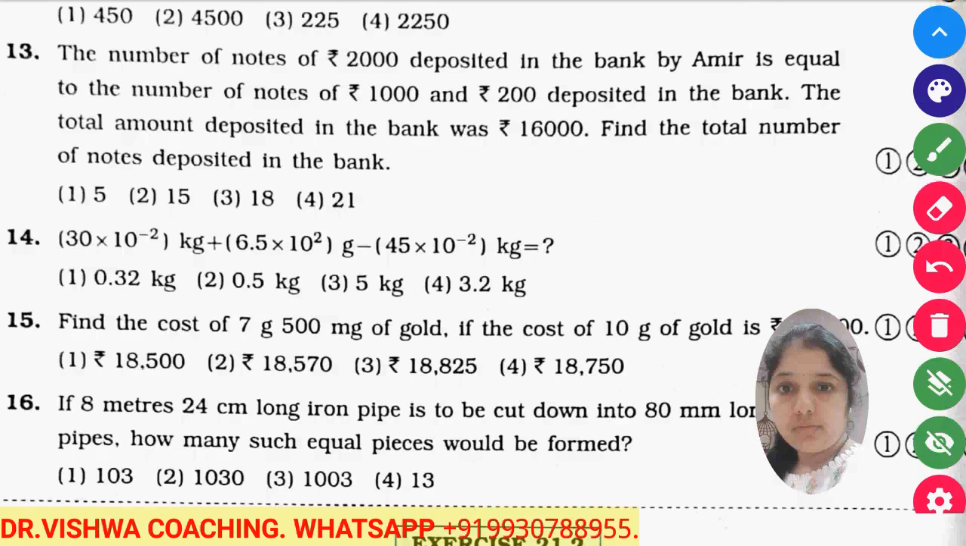When 30 multiplied by 10 raised to minus 2 is there, it is like 30 divided by 100, which means 0.3 kg. Okay, so first convert everything. Now this is kg, you have to convert it into grams, so 0.3 kg means 300 gram. Now this you can convert into gram like 650 gram, and this also you have to convert into gram, and then you solve it. Or this gram you should convert into kilogram, because the answer is given in kilogram only.